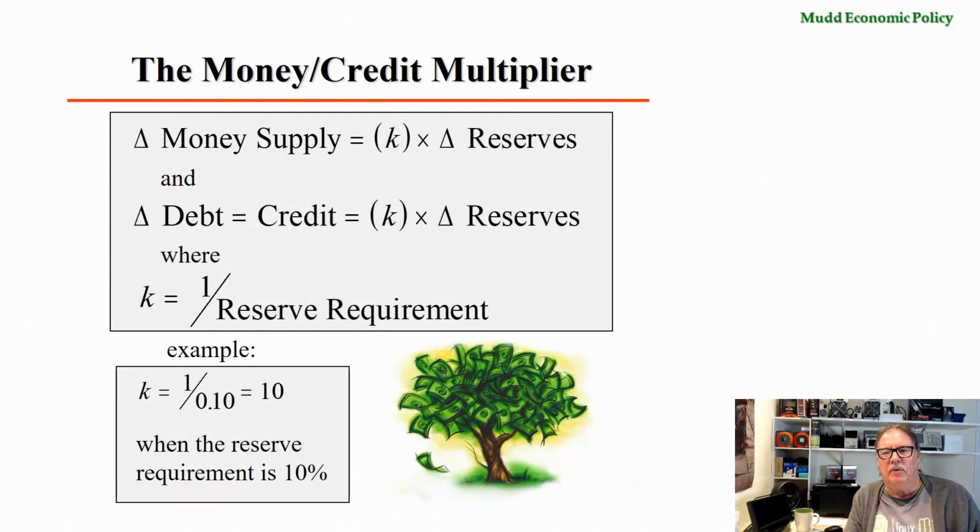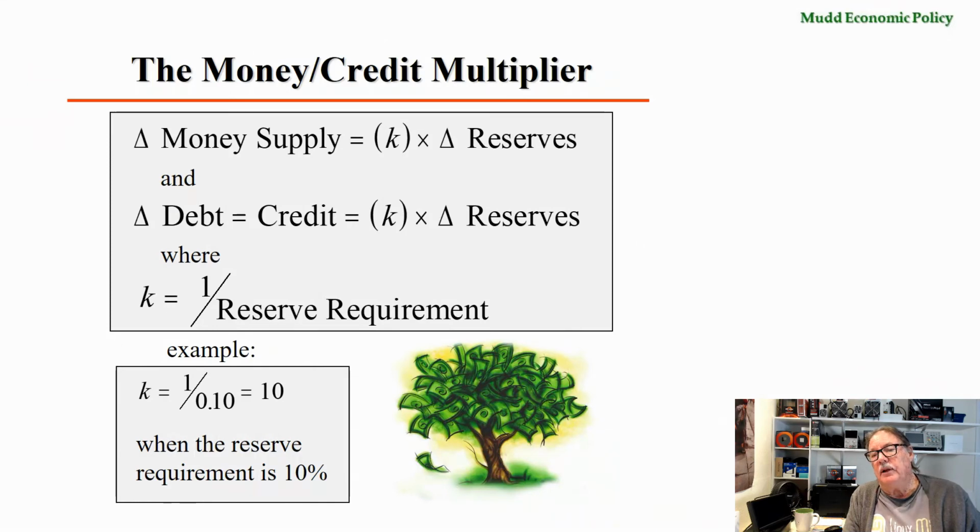But remember, we had a multiplier at work a little bit in MacroSim 2. I didn't talk about it much. You may not remember it. And I'm not talking, by the way, about the GDP multiplier. I'm talking about the money multiplier. So the delta in the money supply is equal to some multiplier times the delta in reserves.